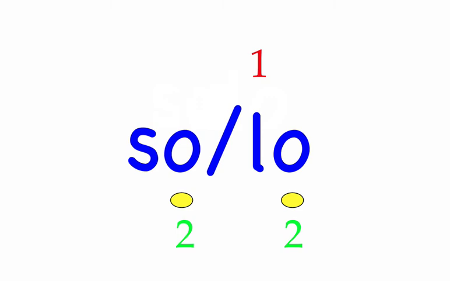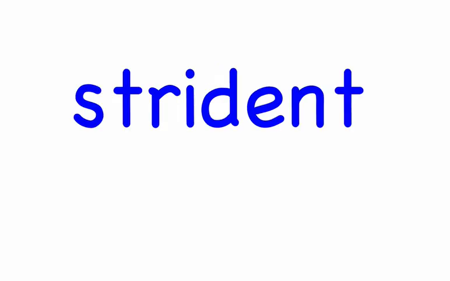Strident. His remarks were very strident. Now, I'm exaggerating the pronunciation here a little bit. We would say in conversation strident, but for spelling, we say stri-dent. Stri has four sounds: S, T, R, I. Dent has four sounds: D, E, N, T. Strident. Mark the word.